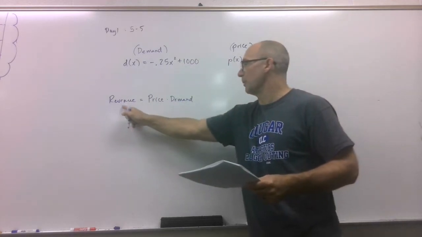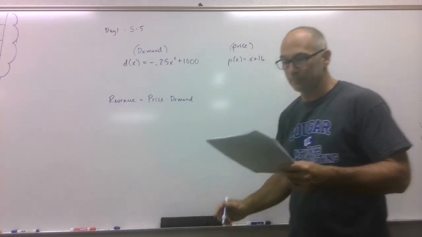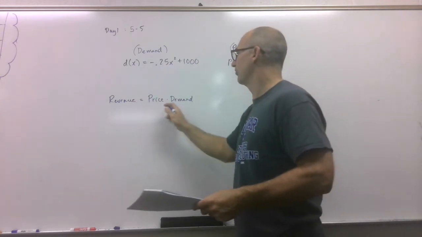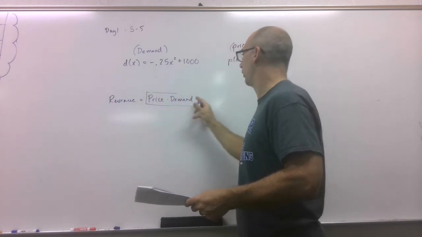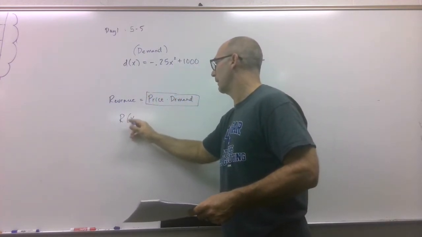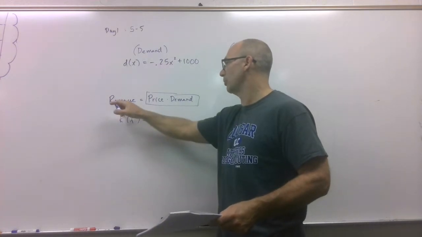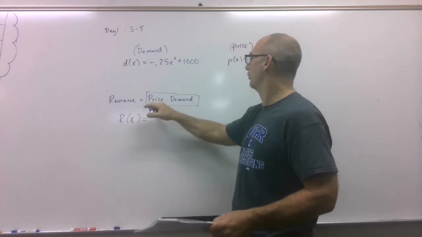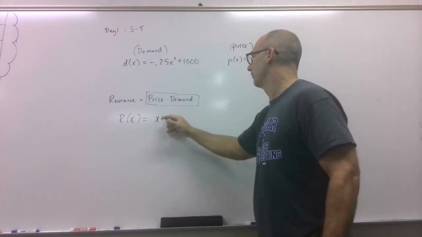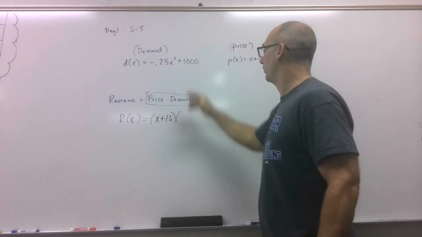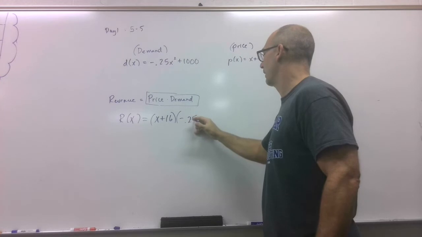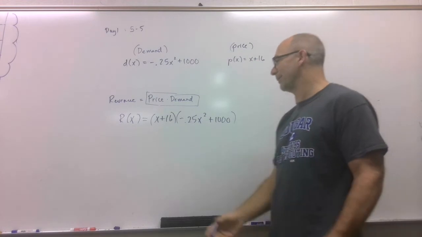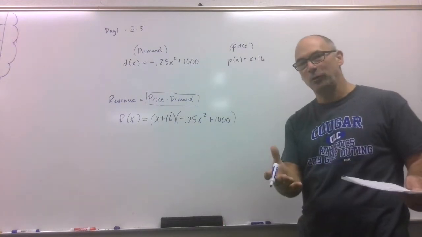Remember the formula, revenue equals price times demand. Question says, find the company's revenue function. Well, that just means put things in here that you know, and then turn it into a function. So revenue, now it's a function. That was just a word, now it's a function. Now it's a math problem. What's the price? Price is x plus 16. What's the demand? That's that weird looking thing right there. And you haven't seen many of these weird problems, but they're not going to let you leave it there. They always want it in simplest form, so guess what?